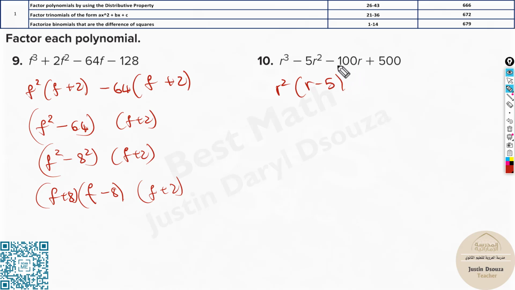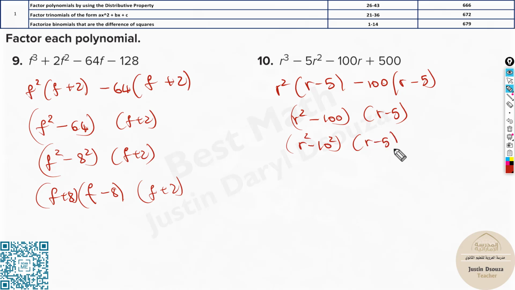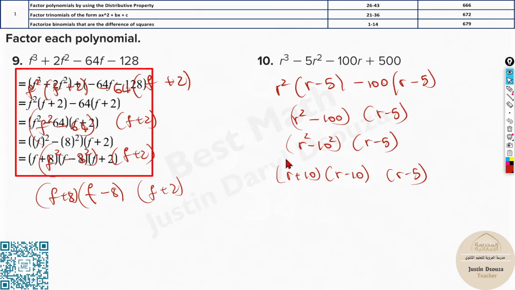Here as well, r squared is common outside. It'll be minus 5, and then we have minus to be taken out, and minus how much? 100. So what's remaining is r minus 5, because minus is removed out. It's plus, changes its sign to minus. Now we have r squared minus 100, and we have r minus 5. So let me just write it properly, r squared minus 10 squared, then we have r minus 5. So we can write it as r plus 10, r minus 10, r minus 5. This is it. So these are the solutions for these both.